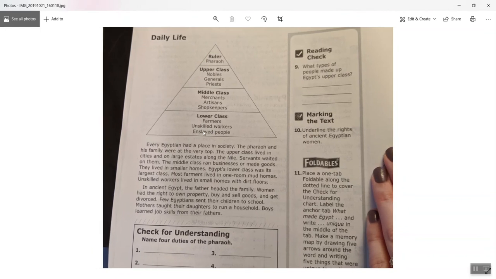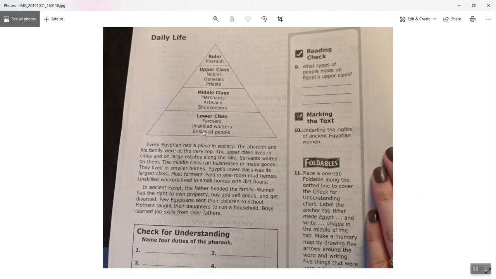The upper class lived in cities and on large estates along the Nile. Servants waited on them. The middle class ran businesses or made goods. They lived in smaller homes. Egypt's lower class was its largest class. Most farmers lived in one-room mud homes. Unskilled workers lived in small homes with dirt floors.